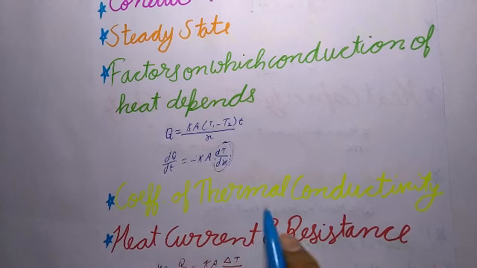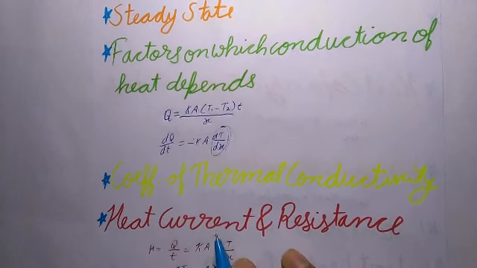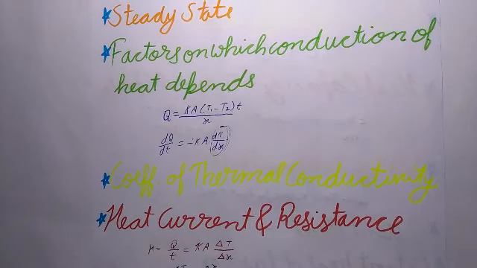Next is coefficient of thermal conductivity. It may be defined as the quantity of heat energy that flows in unit time between the opposite faces of a cube of unit side, the faces being kept at 1 degree difference of temperature. Its CGS unit is calorie per second per centimeter per degree Celsius, and SI unit is joule per second per meter per Kelvin.